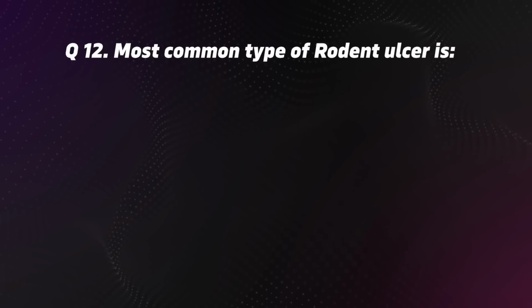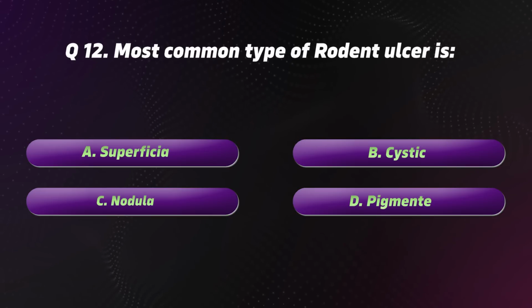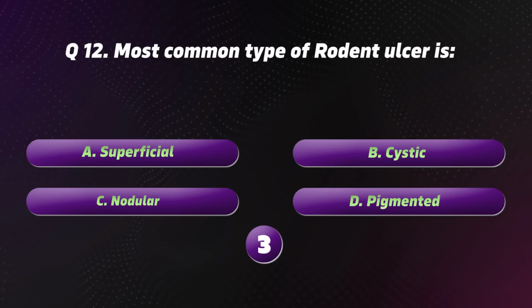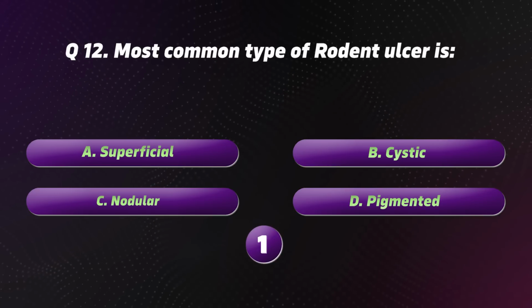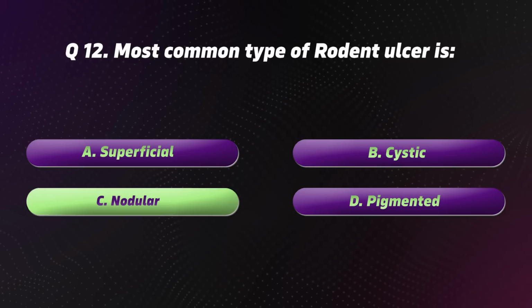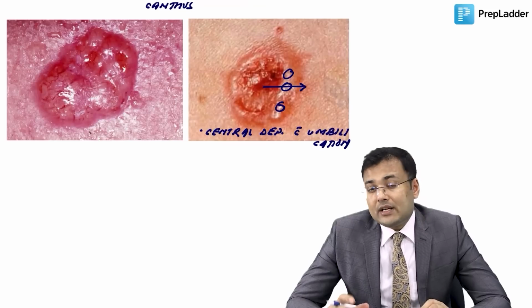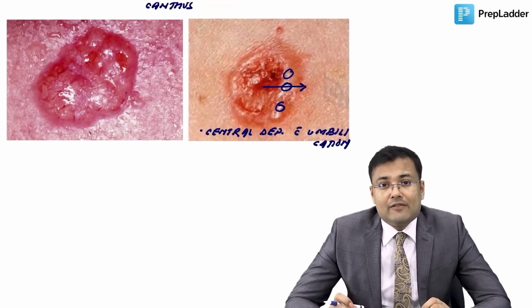Question 12. Most common type of rodent ulcer is. Here are the options. A. Superficial. B. Cystic. C. Nodular. D. Pigmented. And the correct answer is option C. Nodular. Here's the explanation. In pathology, this question is also asked: what are the types of basal cell carcinoma?